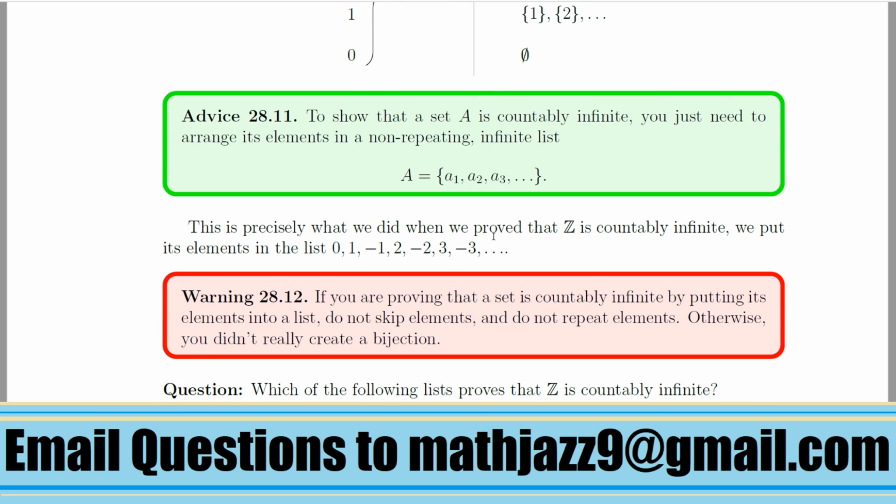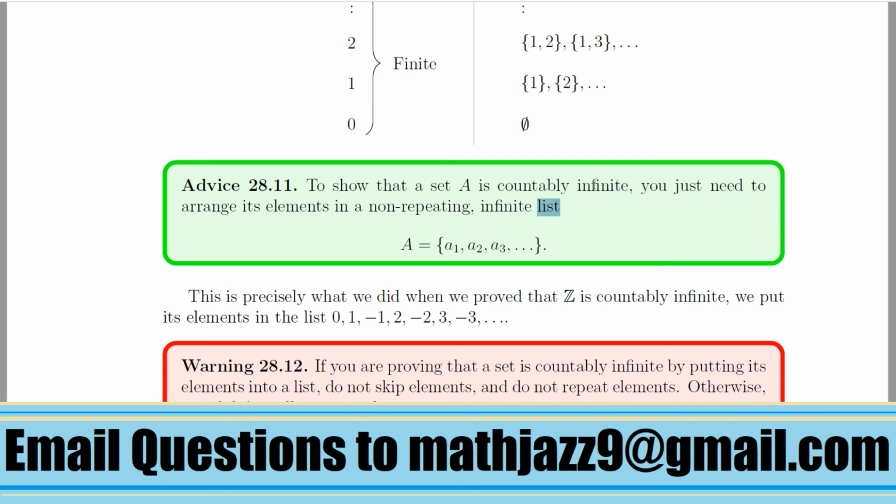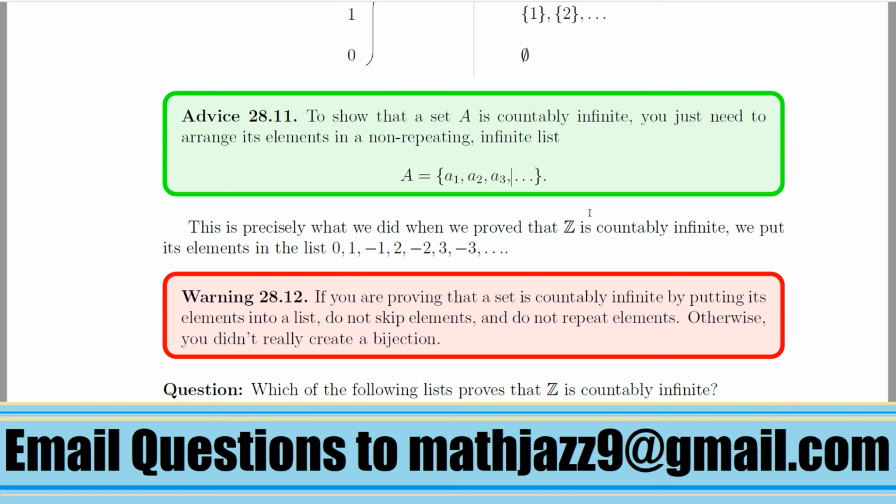But it's a useful thing. Let's see. To show that a set is countably infinite, you need to arrange its elements in a non-repeating infinite list. Well, yeah, because a list is just a bijection between some subset of the naturals and the objects that you're listing. See? So like right here, this is a bijection between the set 1, 2, 3. See, 1 goes to A1, 2 goes to A2, 3 goes to A3. That's our bijection there.